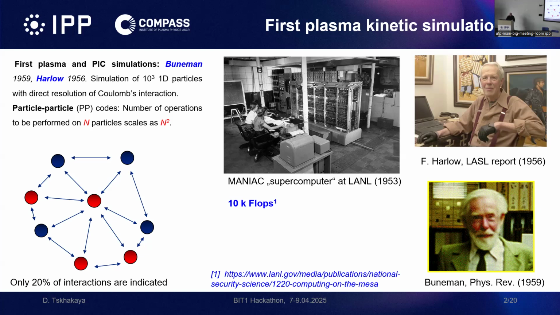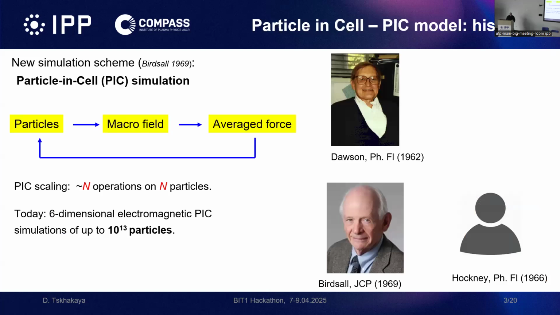Particle-particle codes scale with n squared, where n is the number of particles, and if you take just, let's say, 9 particles and only 20% of the interactions, it's already becoming messy. So it shows that a particle-particle code is very time-consuming, and the records are probably of the order of a million or 2 million particles. Now, this is not the right way to go because it's not sufficient. We have to simulate 10 to 13 particles, sometimes even more, and we had to introduce a new way.